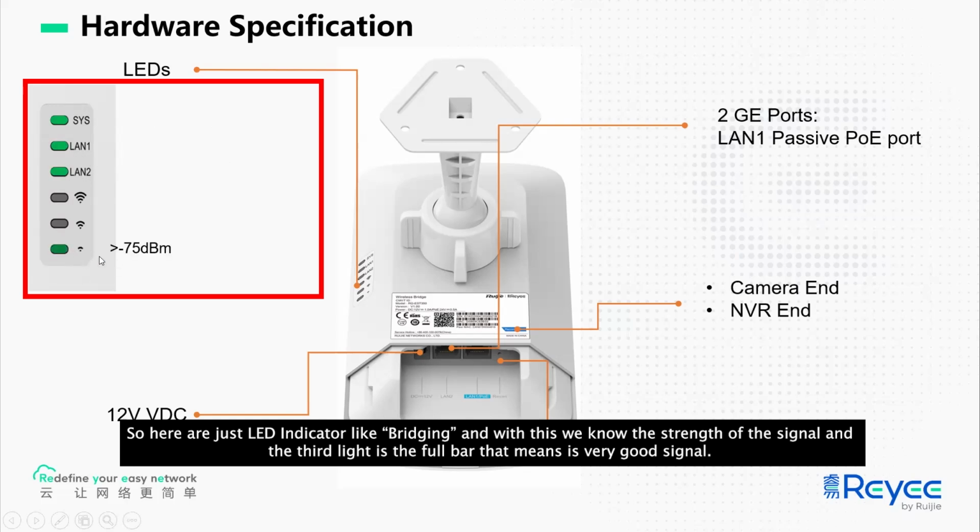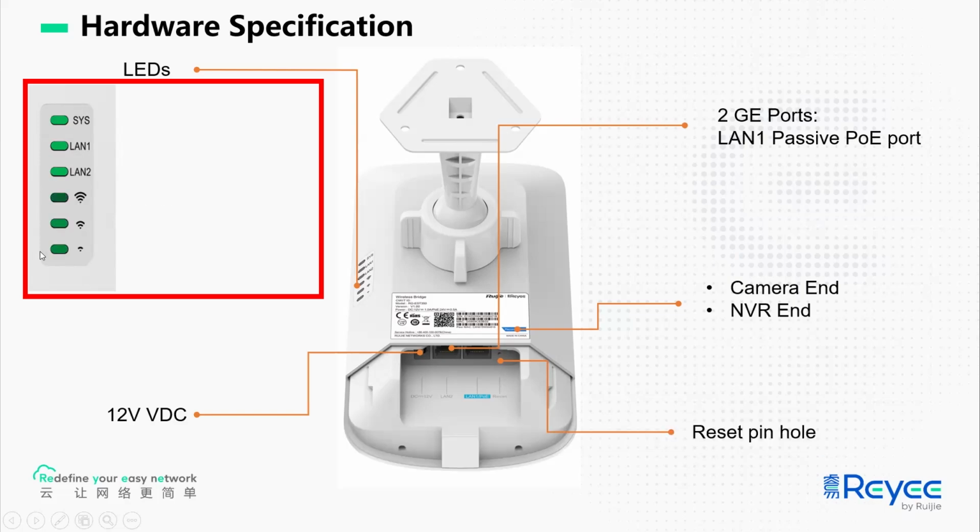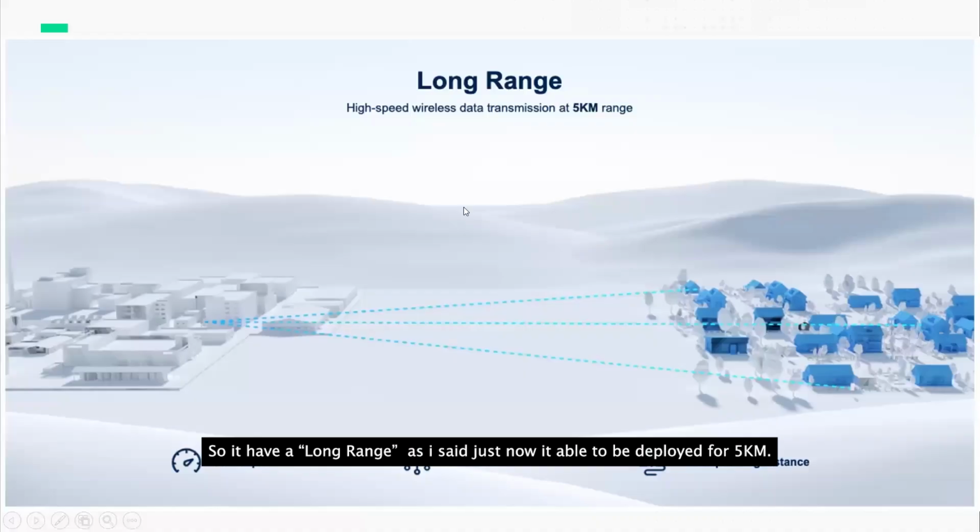Bridging. If it is bridging, and then a second light, and then the third light is a full bar, it means that it is a very good signal. Okay, so it has a long range. As I said just now, it's able to be deployed for 5 kilometers.